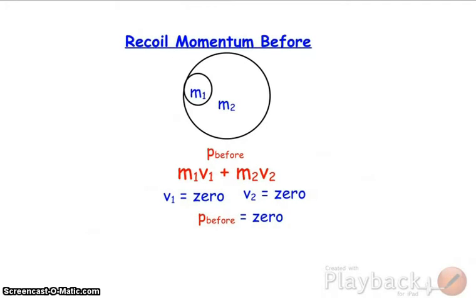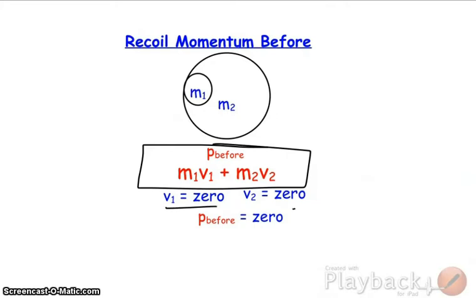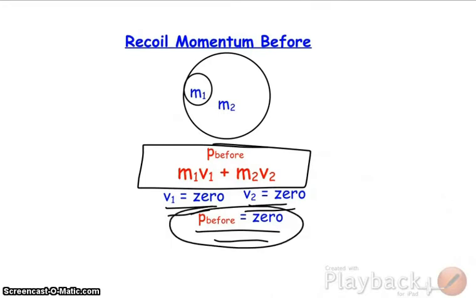Now recoil. Recoil is the same initial equation. You care about the momentum before. So you have m1v1, m2v2. But here's the thing. Recoil is like a special elastic collision type idea because before they're both sitting still. That's the very definition of recoil. Recoil means that your momentum before is 0 because both objects have a 0 velocity. So your momentum before is equal to 0.